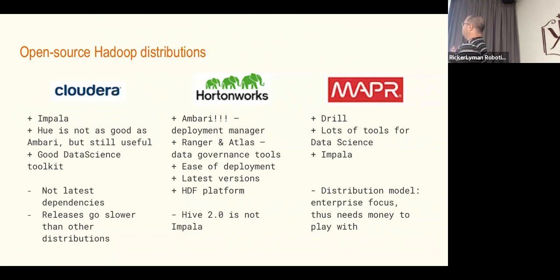And last one, they have Drill. That's their unique instrument. You can get the latest version in the MapR distribution. And the coolest thing about Drill is it's an abstraction over the lower implementation. Independently of storage and file system, Drill can query anything. And that's its biggest power and the reason why it was adopted in the enterprise as well.